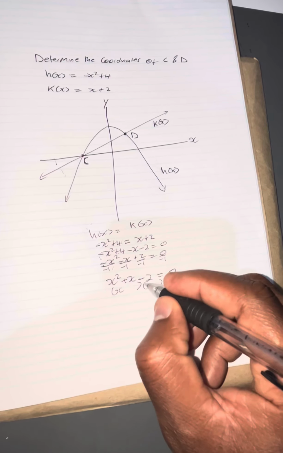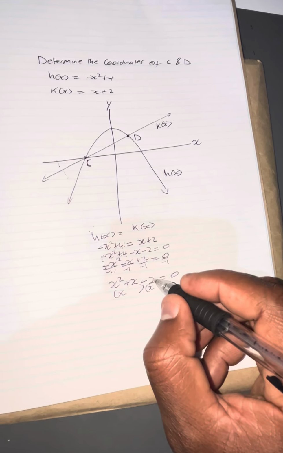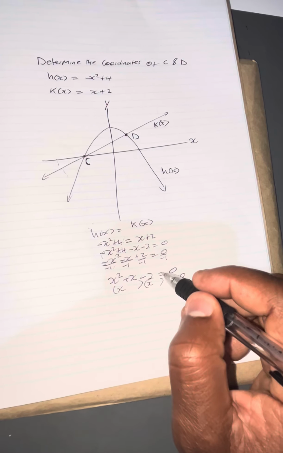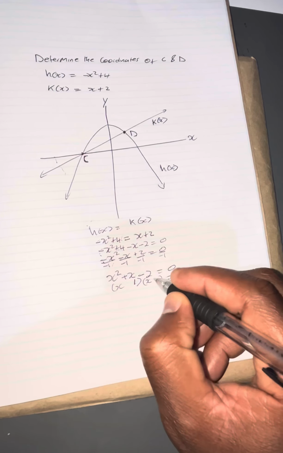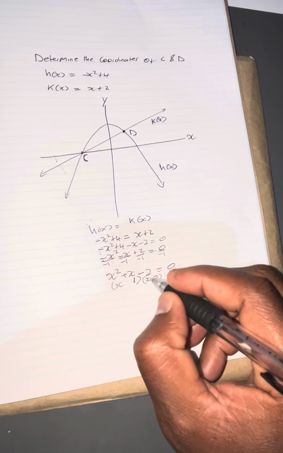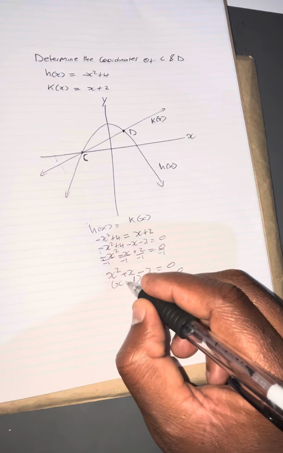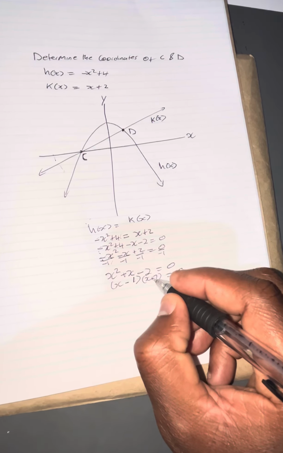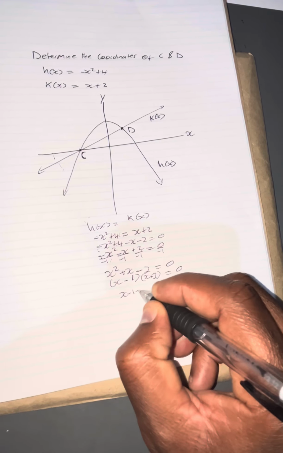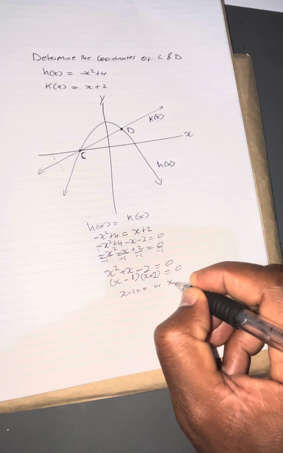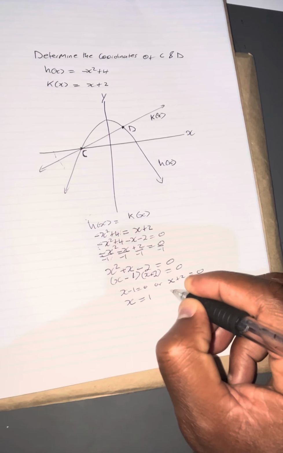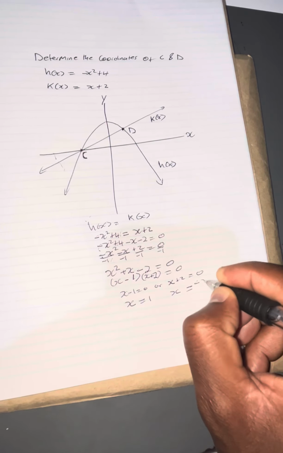So this will be x, this will be x as well. So the factors of 2 here are 1 and 2. 1 multiplied by 2 is 2. So this will be 1 and this will be 2. But for the bigger factor, take the sign of the middle term. So this will be positive and this will be minus. Negative times positive is negative. So our x minus 1 is equal to 0, or x plus 2 is equal to 0. So our x is equal to 1, or our x is equal to negative 2.